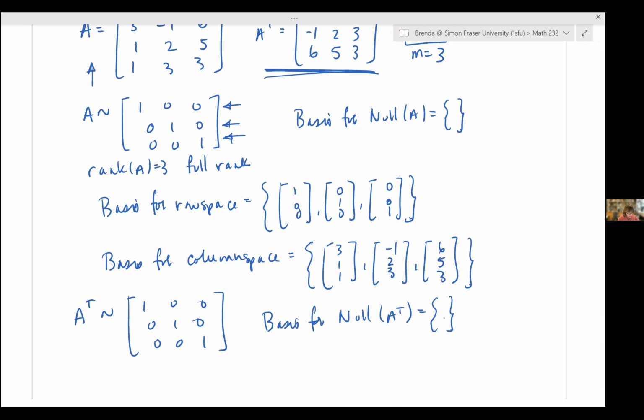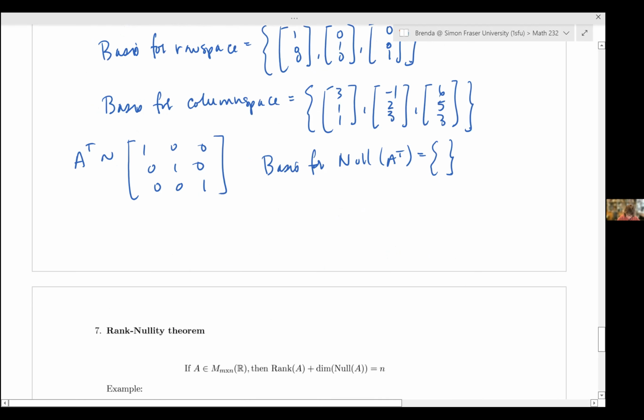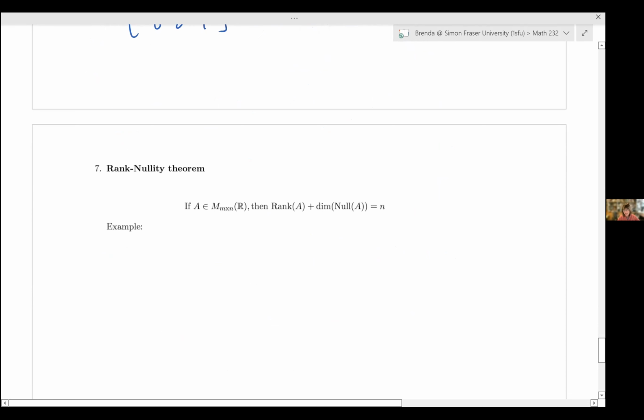Okay, so let's just see the relationship between the dimensions of these different spaces. We've got 4 fundamental subspaces, and there's an important relationship between the dimensions of those spaces. It is called the Rank-Nullity theorem. Okay, we have an m by n matrix. So n is the number of columns.